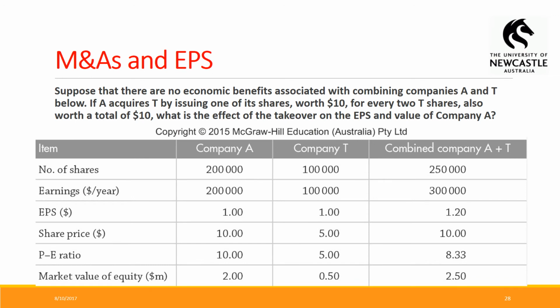So as an example, this is an example from the textbook. So we have a case where we want to combine company A and company T, company A being the acquirer, company T being the target, right? So assuming that we know beforehand that there will be no economic benefits when combining these two companies, right? So there's no synergy, meaning that the sum of the value of the two independent companies would be the same as the value of the combined company. Right?